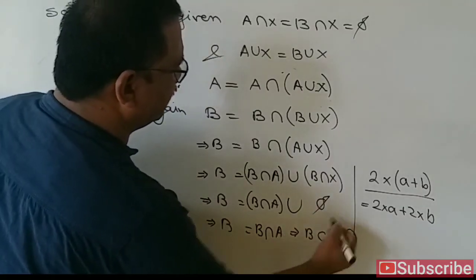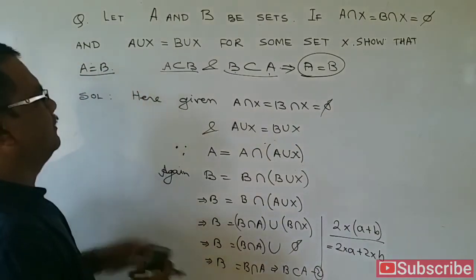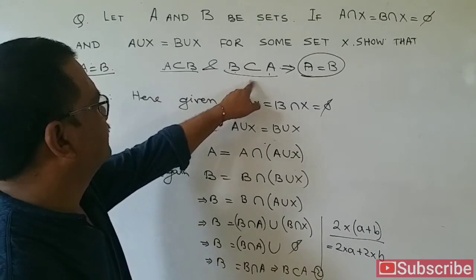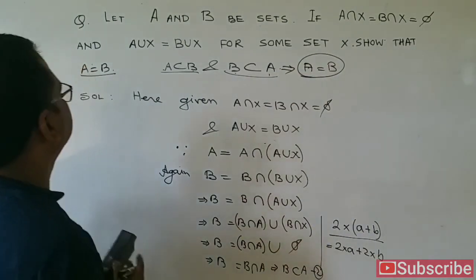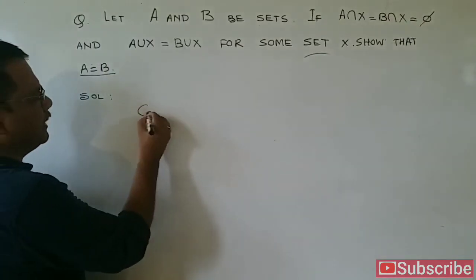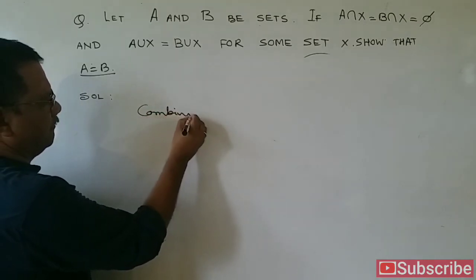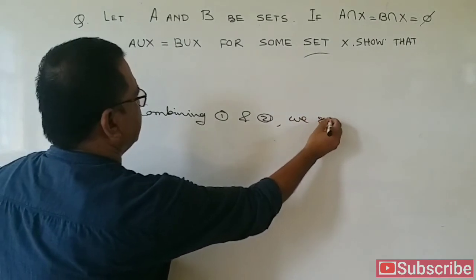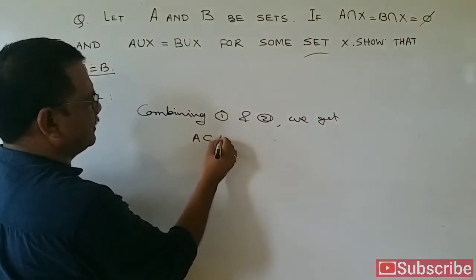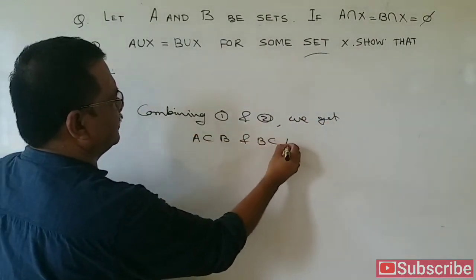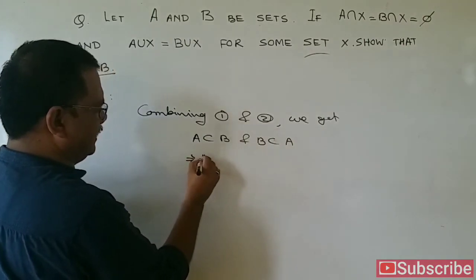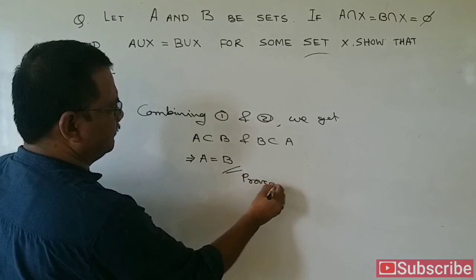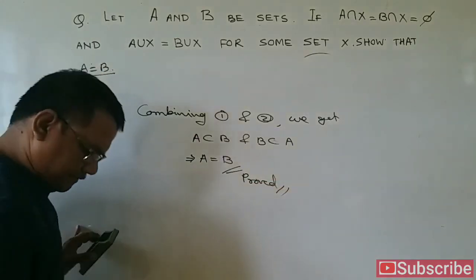This is number 2. So combining 1 and 2: in the first case we got this, in the second case this. Combining 1 and 2, we get A is a subset of B and B is a subset of A, which implies A is equal to B. That's our result, proved. Okay. Thank you.